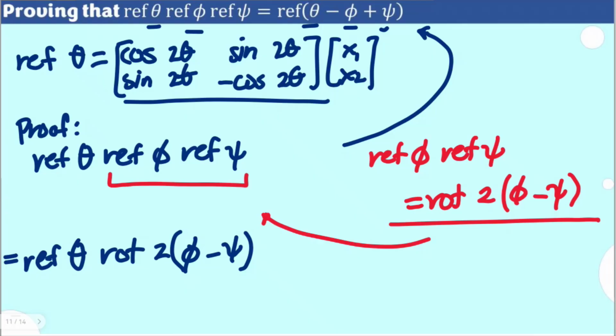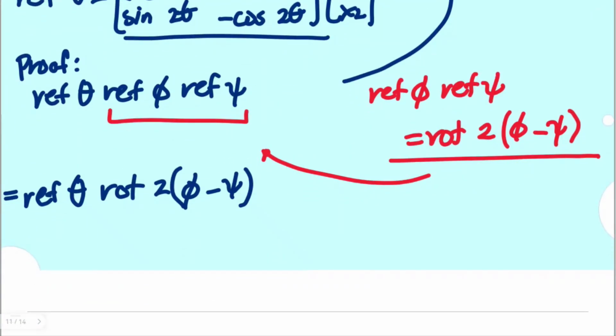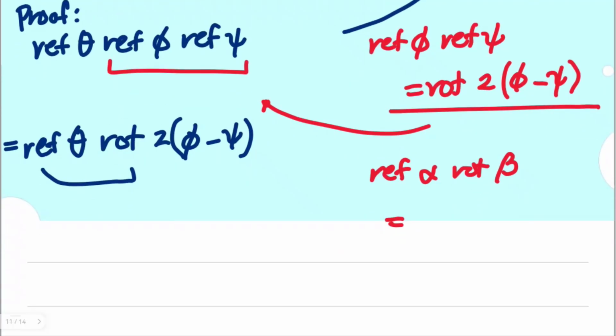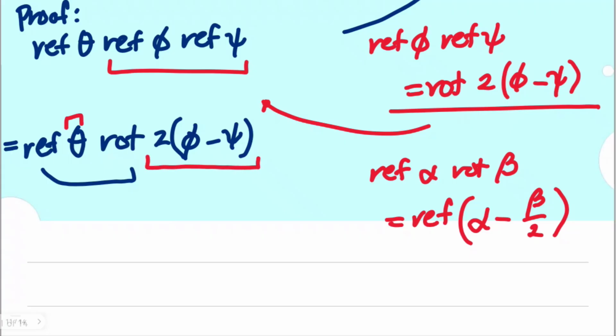Okay, so what we need to do now is to review the product of reflection and rotation. The product of reflection and rotation in this manner, let me use other angles, alpha and beta. Okay, the product of a reflection and the rotation is equal to the reflection of your alpha minus your beta over 2. Okay. So in this case, our alpha is the theta, and our beta is this entire form.